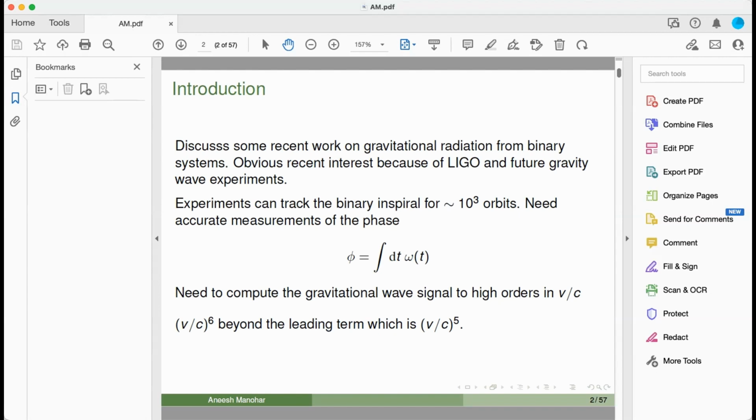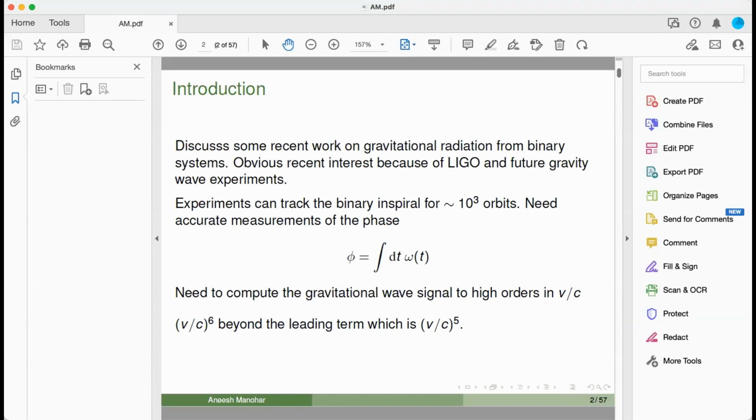So the famous formula, which is the leading order formula, was due to Peters and Matthews from the 1960s. You can look in Misner, Thorne, and Wheeler, which derive the energy loss and the angular momentum loss. You integrate it over orbits. We'll come back to this formula, it doesn't really matter, but this is the formula which is used.